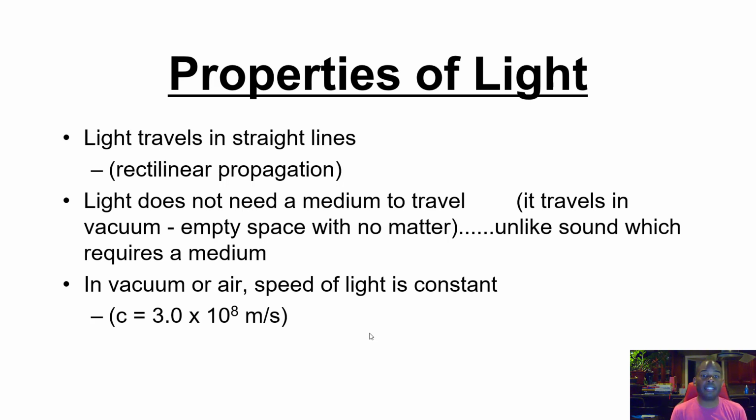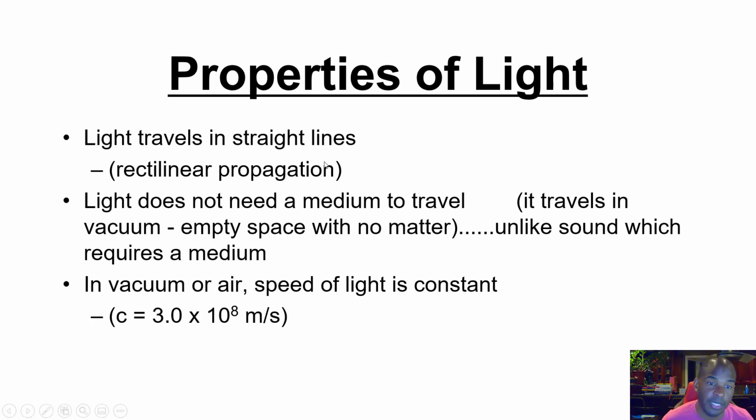Light travels in a straight line. So if you are standing on the other side of the door, and the door has no windows, and there's a window beside the door, I can't see you because the light cannot travel through the door. The light cannot go through the window and around the corner so I can see you. The fact that light travels in straight lines is known as rectilinear propagation.